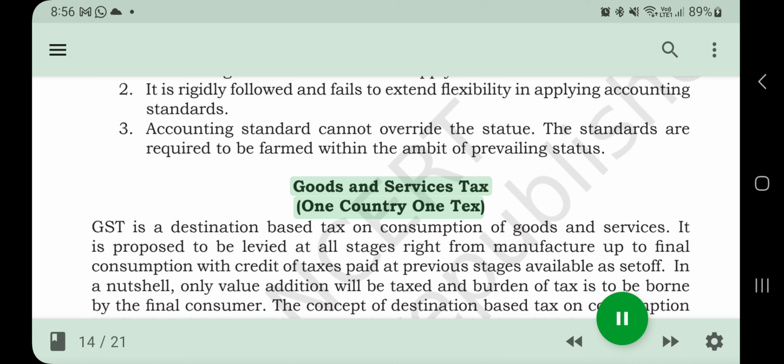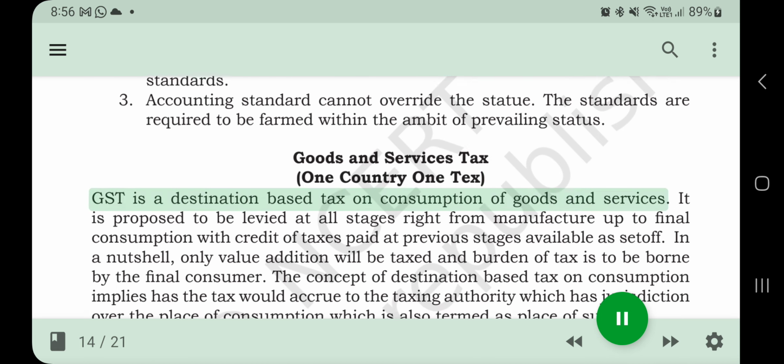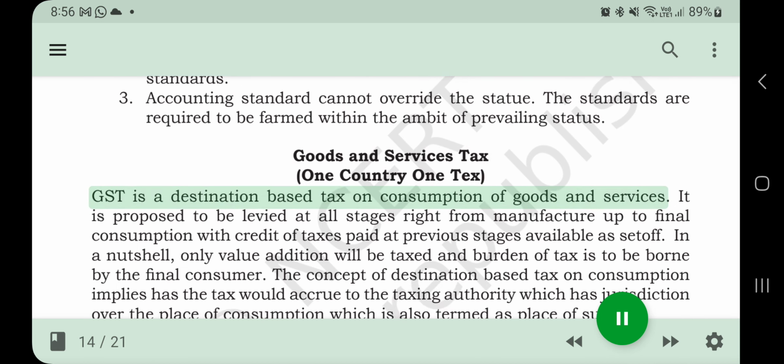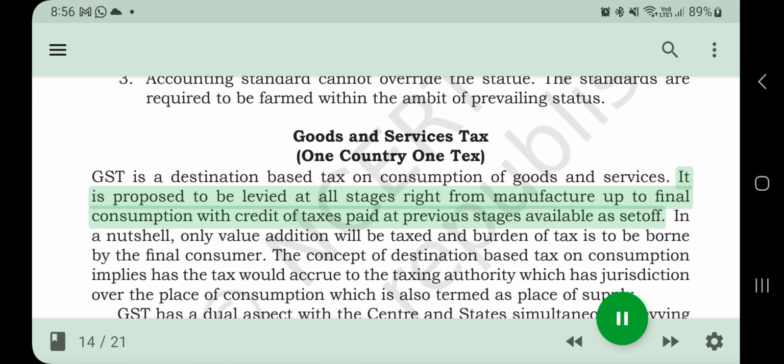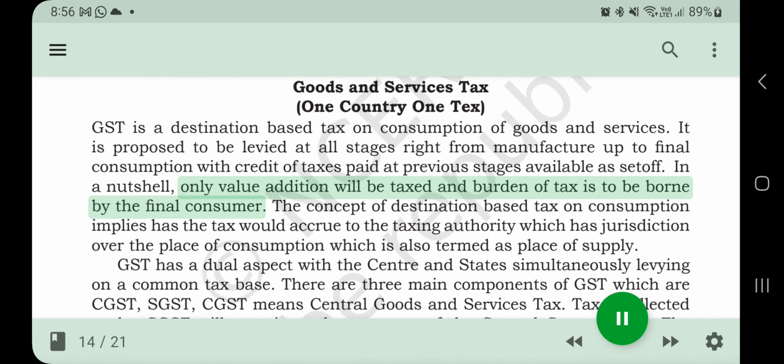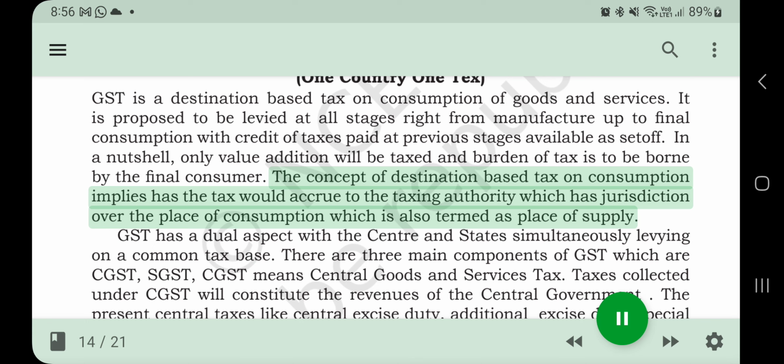Goods and Services Tax, One Country One Tax. GST is a destination-based tax on consumption of goods and services. It is proposed to be levied at all stages right from manufacture up to final consumption, with credit of taxes paid at previous stages available as set-off. In a nutshell, only value addition will be taxed and the burden of taxes is to be borne by the final consumer. The concept of destination-based tax on consumption implies that the tax would accrue to the taxing authority which has jurisdiction over the place of consumption, which is also termed as place of supply.